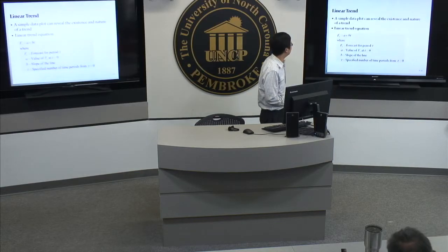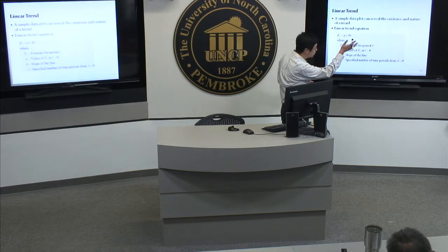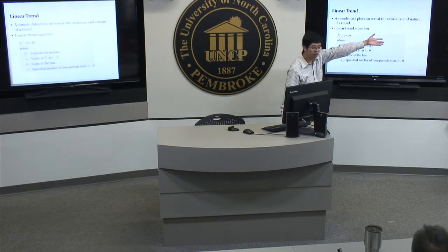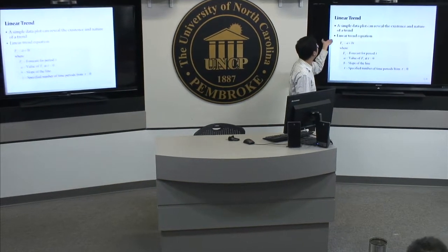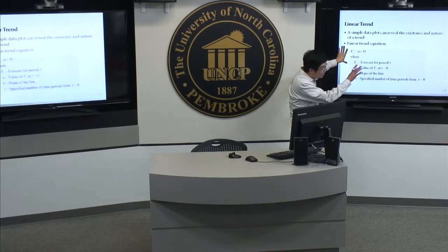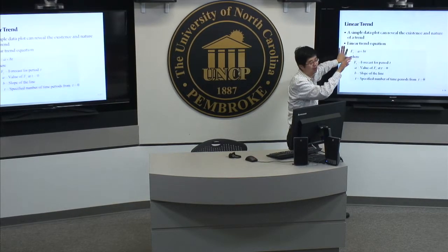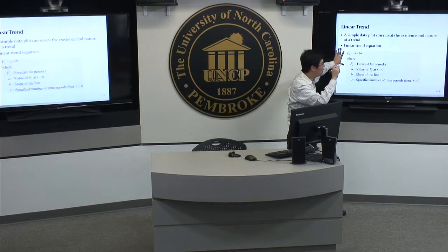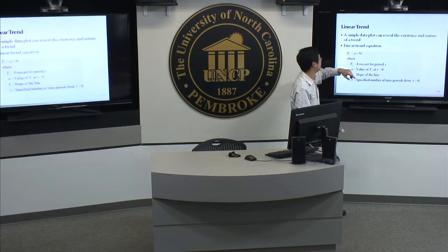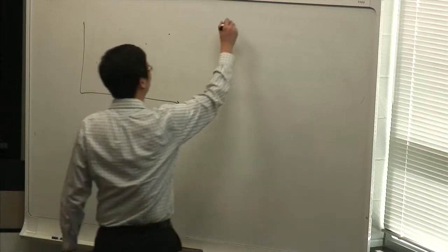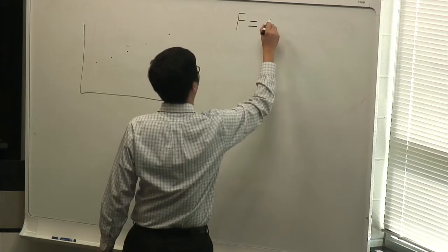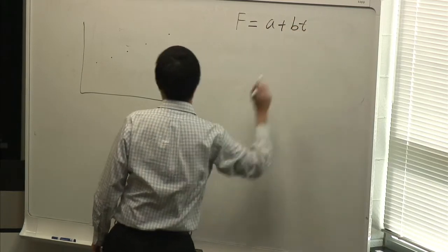So if we see a simple data plot, review the existence and nature of trend. What is the trend now here? Increase trend or decrease trend? This one, increasing. Increase trend, right? Very good, Alan. So for the linear trend equation, if we plot data and find an increase or decrease trend, then we want to use this method. The forecast Ft equals a plus bt. That's the first thing you need to write down: a plus bt.